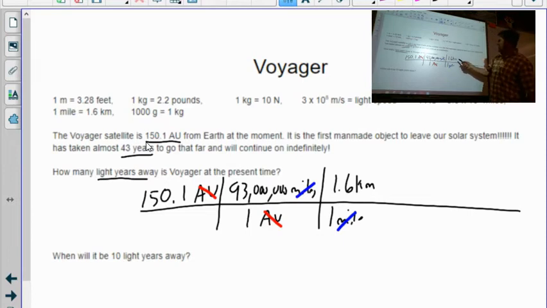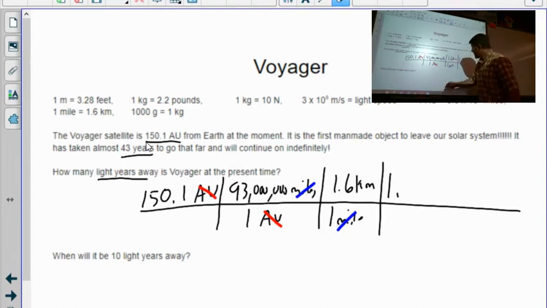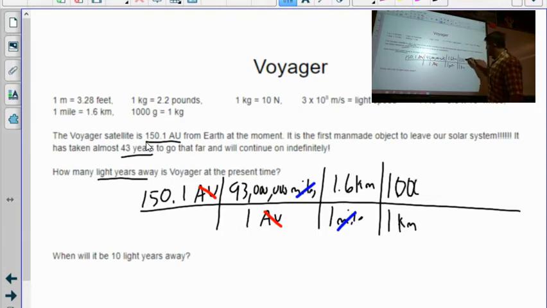Now we've got to go from kilometers to meters. Every 1 kilometer, oops, I wrote that in the wrong spot, sorry. Every 1 kilometer is 1,000 meters. So kilometers will cancel out. So now I've got my answer in meters. Then I'm going to go to seconds. So this is how far away it is.